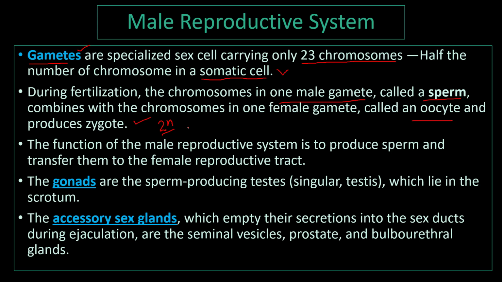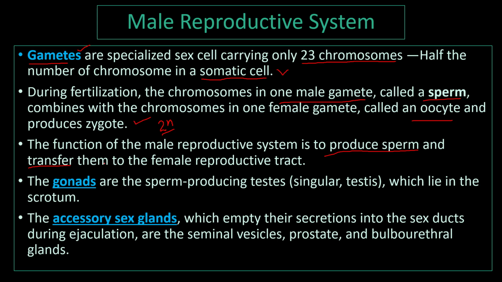So remember, if we want to summarize, the functions of the male reproductive system are two. One, produce the sperm, and the second is to transfer them from where? From the male body to the female reproductive tract. So the functions we can summarize are to produce the sperm and transfer them to the female reproductive tract.